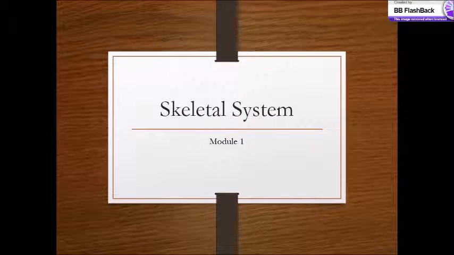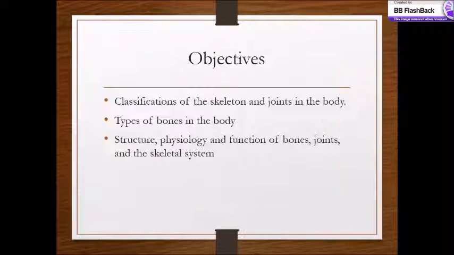This is a review of the anatomy and physiology of the skeletal system, which is Module 1 of the skeletal system. It should be somewhat of a review for you since we went over a lot of this in the positioning courses. We're going to start with the objectives for this module. We're going to go over the classifications of the skeleton and joints in the body, the types of bones in the body, and then the structure, physiology, and function of bones and joints in the skeletal system.